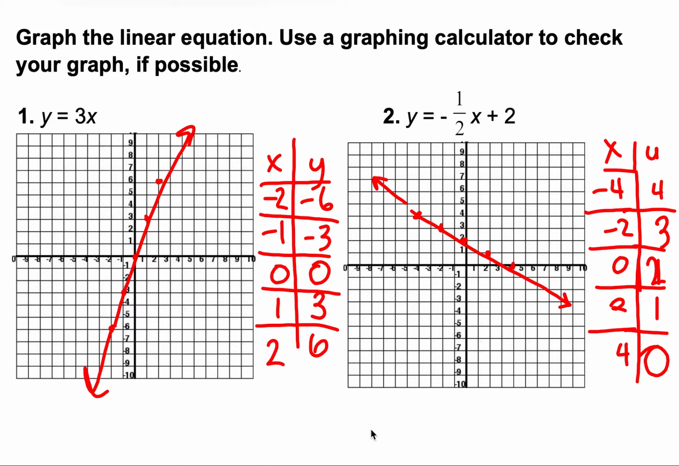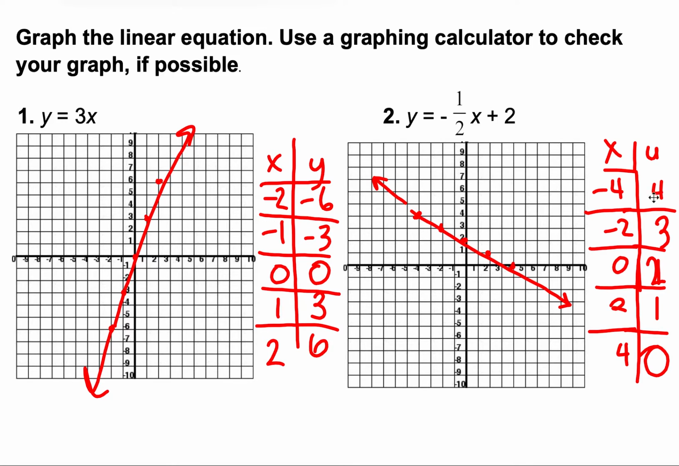All right, for number 2, I have the equation y equals -1/2 x plus 2. So my ordered pairs are (-4, 4), (-2, 3), (0, 2), (2, 1), and (4, 0). To get those values, I'm going to go through a couple just in case you're confused by the fraction. -4, if I put that in here, -1/2 times -4 is like -4 divided by -2. That's going to give me a value of +2, and then +2 gives me the 4.